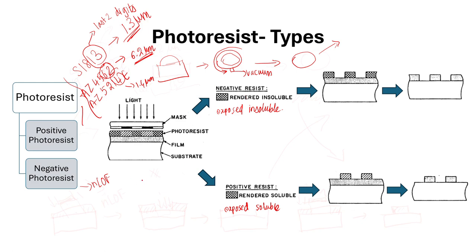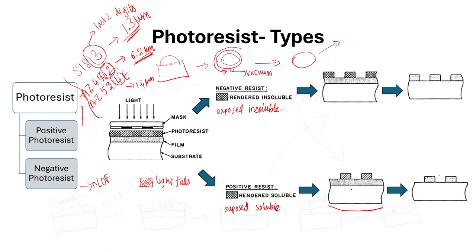In negative resist, what happens is, where the light is falling, it will polymerize and harden. But the remaining regions which do not have exposure to light will remain as such, and if we put it in a base, they will get dissolved, and we will have a pattern where the regions that are not exposed to the light will remain. Is this clear? Okay.